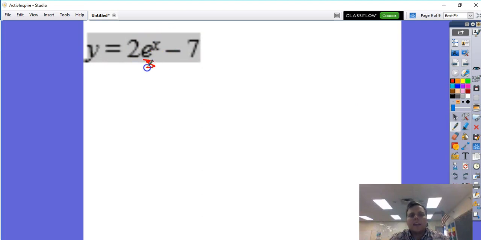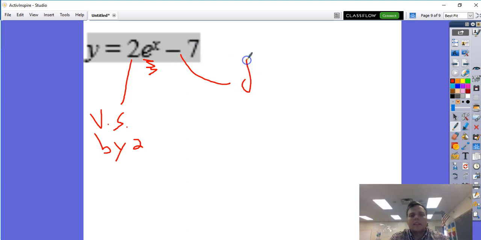The base is e to the x. So the e to the x just tells me it's an exponential situation with base e. Okay, so then this 2 is multiplying to the base, so this is a vertical stretch by 2, and this minus 7 means down 7. That's down, down 7. And that's it. That's all the transformations for problem 7.